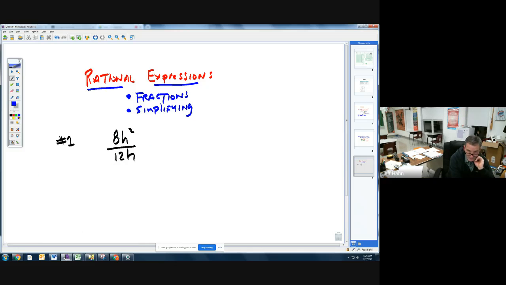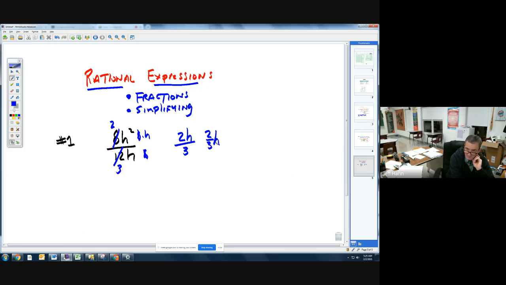For example, the 8 and the 12, if you had the fraction 8/12, you could simplify both of them by dividing by 4. You divide this by 4, you get 2. You divide this by 4, you get 3. And the h squared just means h times h. And then you have 1h on the bottom, so that 1h crosses off with the other h. And what's left? You just have a 2h on top and a 3 on the bottom. So it's 2h over 3.